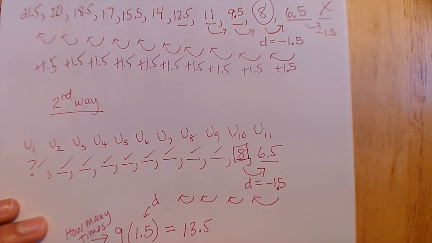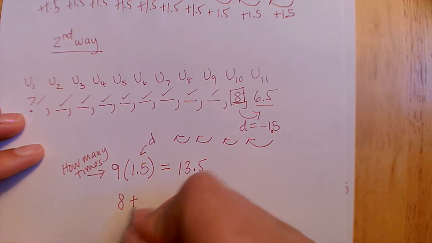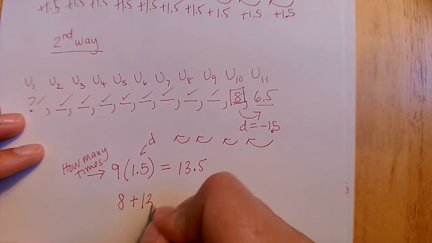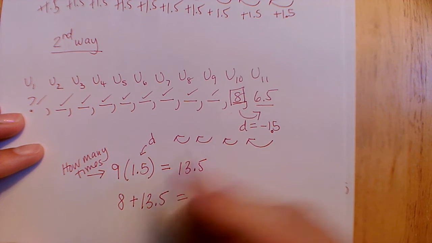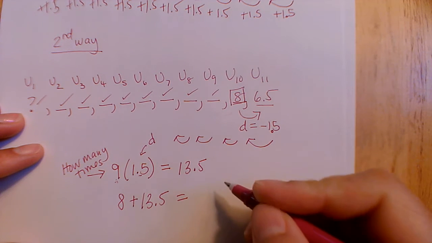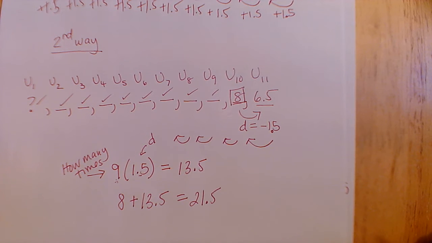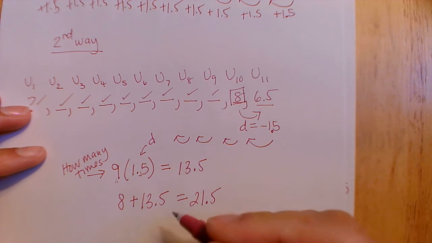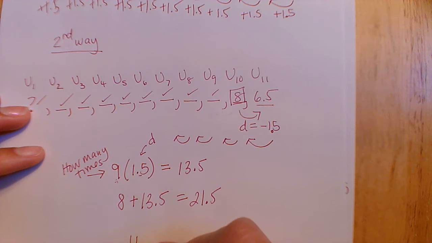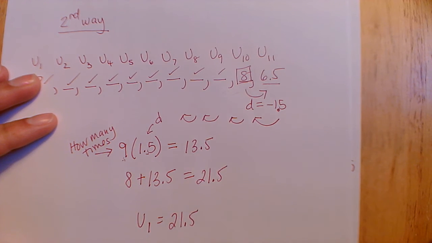So since we started with the number 8, if we start with the number 8, we had to add 13.5 because we had to add 1.5 9 times. So we're actually adding 13.5, and guess what we get to? 21.5. There we go. So our U sub 1, which we just proved 2 different ways, is 21.5.